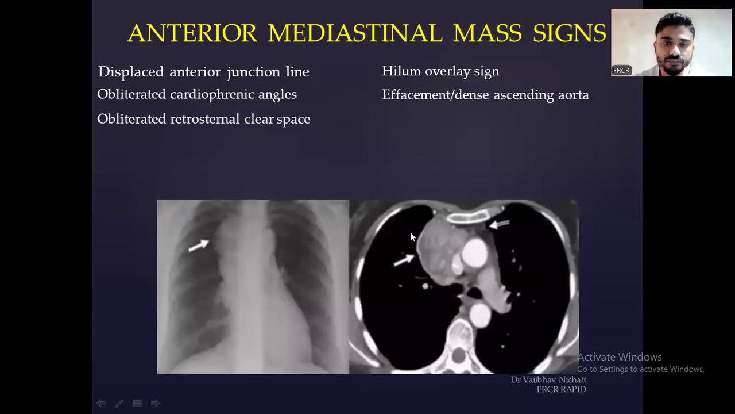Okay. And the last one is effacement or increased density of the ascending aorta shadow. So this is how the ascending aorta goes, right? This is the expected course of the ascending aorta, arch of aorta, and then the descending aorta. If you see effacement or increased density at the location of the ascending aorta, then you can think of an anterior mediastinal mass, because the ascending aorta is a part of the anterior mediastinum compartment. This is the CT scan of the same patient, which is showing a heterogeneously enhancing lesion, most likely of thymic origin.